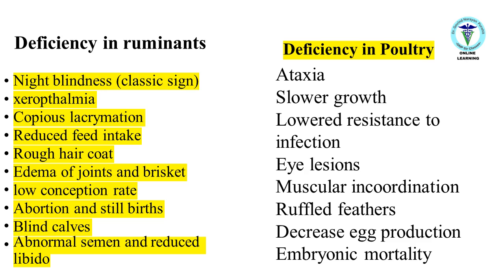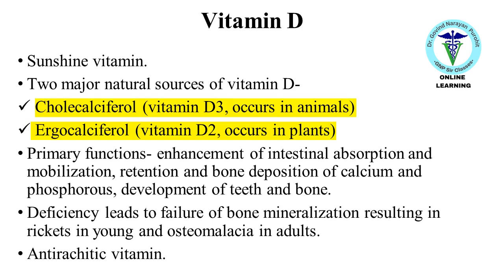In poultry, it results in ataxia, slower growth, lowered resistance to infection, eye lesions, muscular incoordination, ruffled feathers, decreased egg production, and embryonic mortality. Vitamin D.